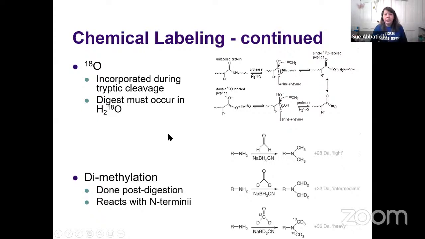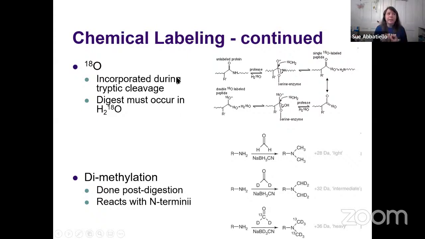So for academic labs that don't have a lot of money and are looking for any ways to do some kind of quantitation, there are other, less commonly used methods. Using heavy water is one, where you can digest your sample in heavy water, and this O18 atom is incorporated into the peptide during the trypsin digestion. Funnily enough, funnily, I don't know if that's a word, sorry.